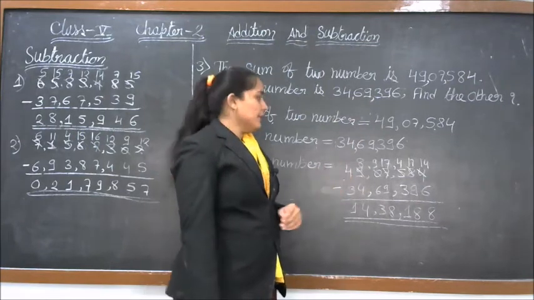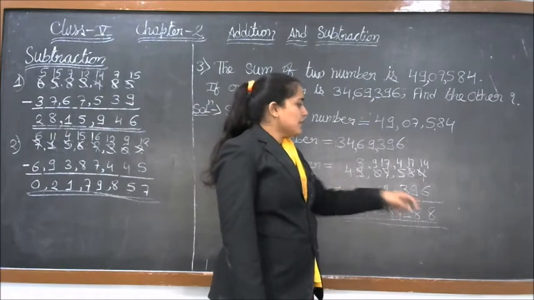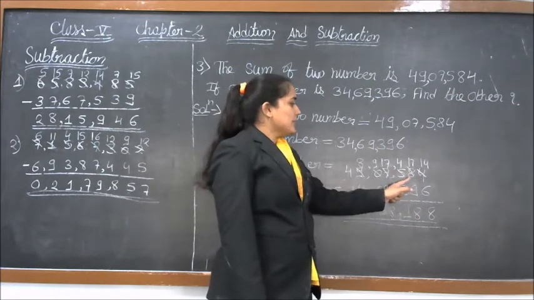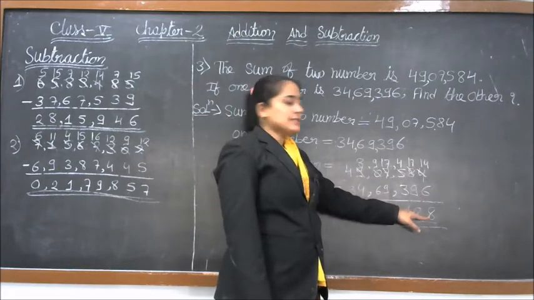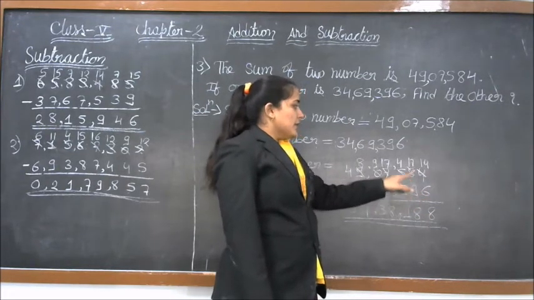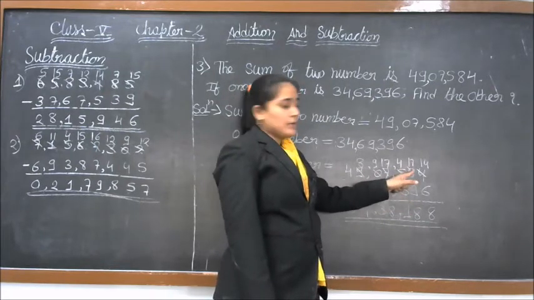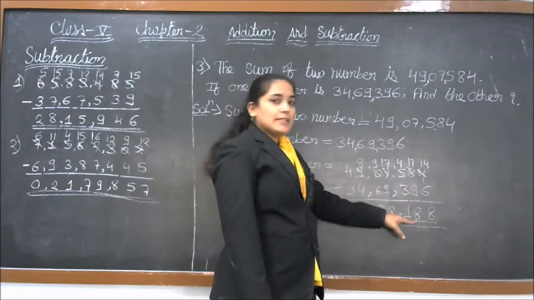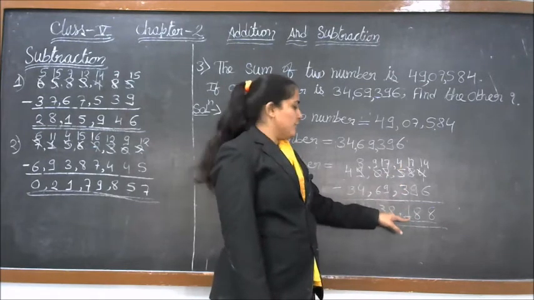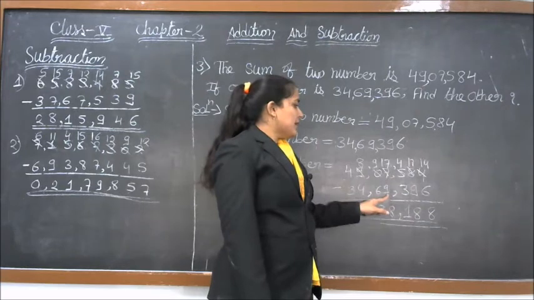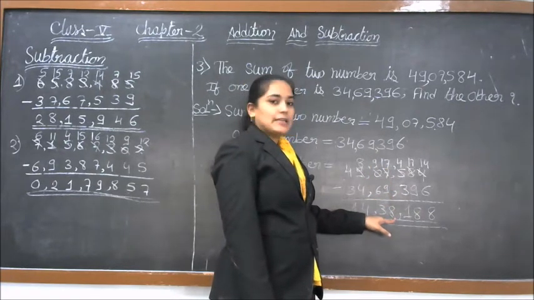So we subtract it. We start from the ones position. 4 minus 6, it is not possible. We take 1 from 8. So it is 14. 14 minus 6 is 8. Now it becomes 7. 7 minus 9, it is not possible. We take 1 from here. 17 minus 9 is 8. Now it is 4. 4 minus 3 is 1. Now 7 minus 9, not possible. We take 1 from here. 17 minus 9 is 8.